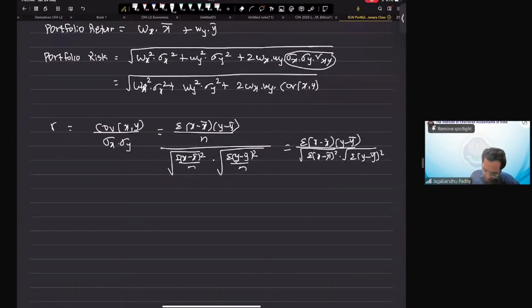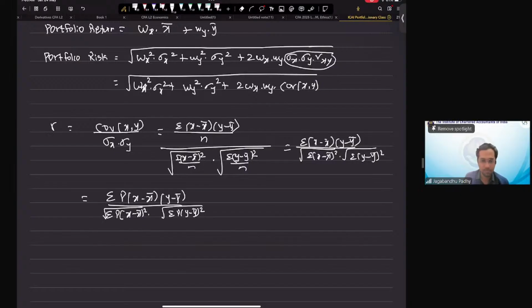So if it's a probability based data, then this works out to be summation of p into x minus x bar into y minus y bar upon root of summation p into x minus x bar square, root of summation p into y minus y bar square. That's the correlation.